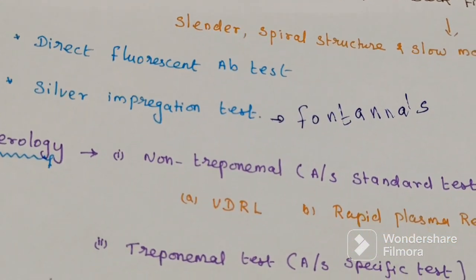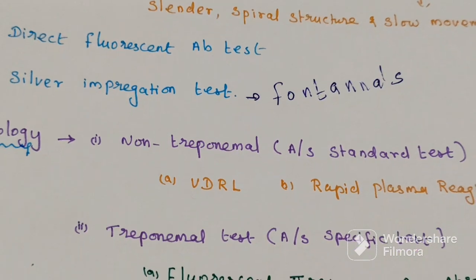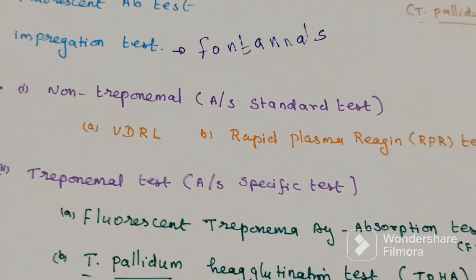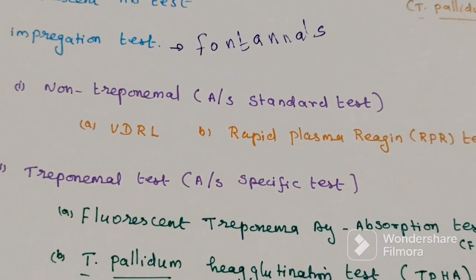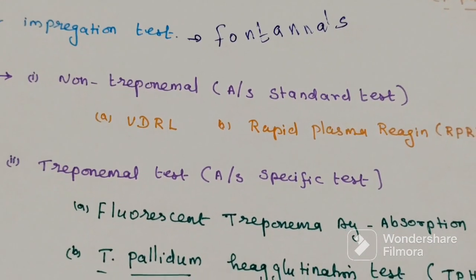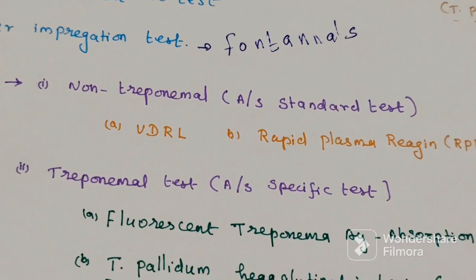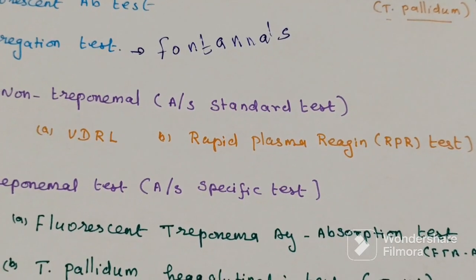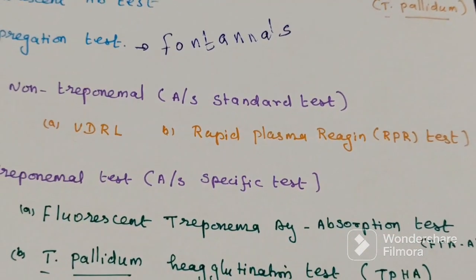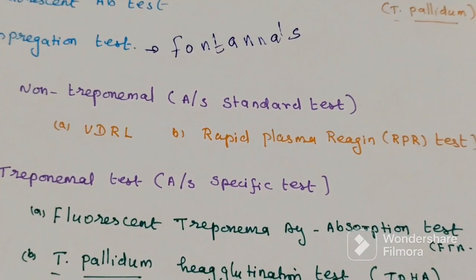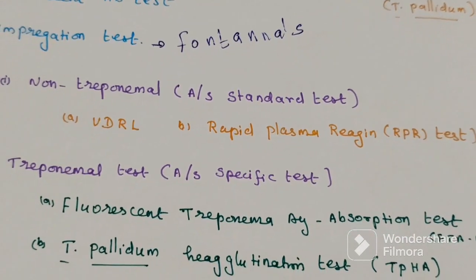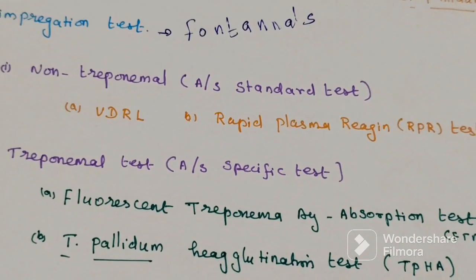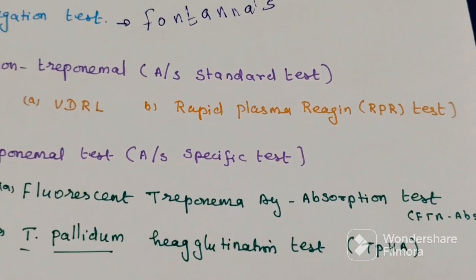Then serology, which includes two types of tests: non-treponemal and treponemal tests. Non-treponemal tests are also called standard tests. Reagin antibodies are detected using cardiolipin antigen, which is derived from beef heart. It is non-specific, as it is present in all treponemal bodies. The most commonly used tests are VDRL and the rapid plasma reagin test.